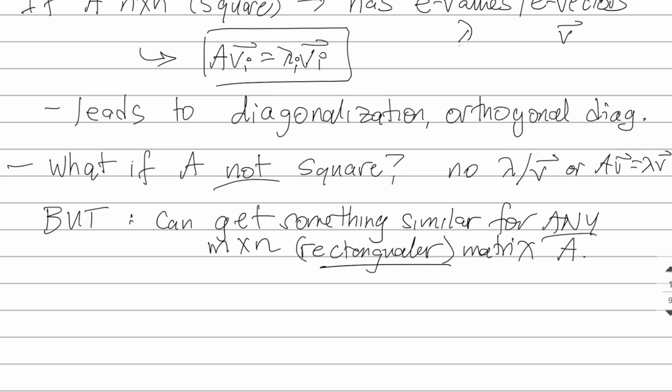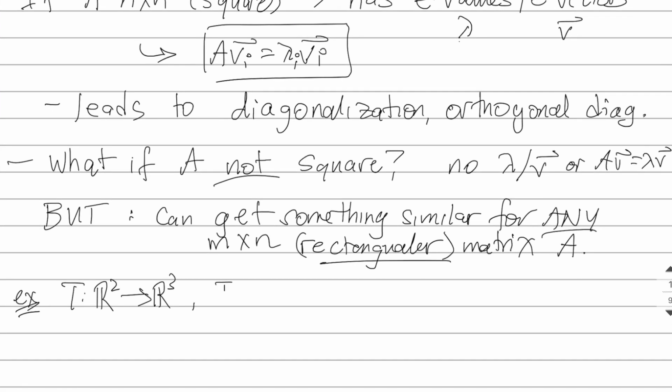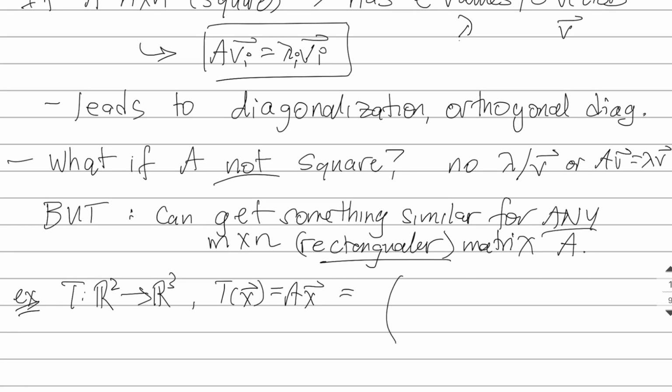But it turns out that regardless of what dimension your matrix is, whether it's rectangular and what size it is, there's something similar to eigenvalues and eigenvectors that we can find for any matrix. So we're going to take a linear transformation that goes from R2 to R3, and we are going to execute it by a matrix multiplication with the vector. And let's say the matrix that we're going to talk about is this one.